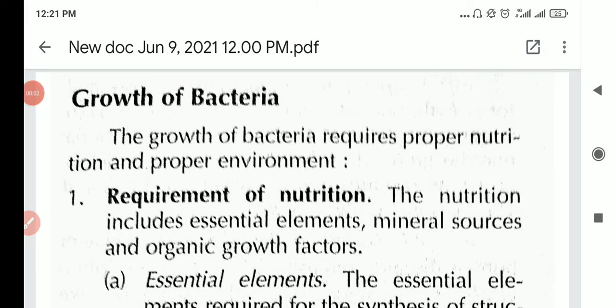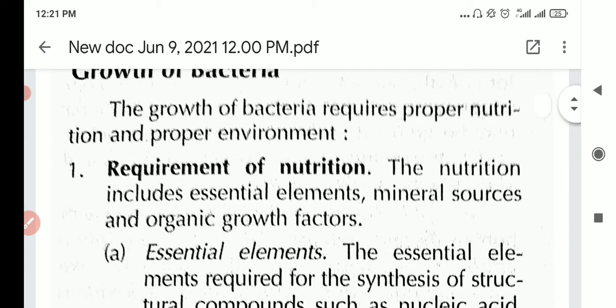So last week we did the nutrition of microbes, no? So today we'll do the growth of microbes, or the growth of bacteria. Okay, so to grow they require proper nutrition. How they obtain their mode of nutrition, we saw, no? Some are chemosynthetic, some are photosynthetic, right? Okay, so they need nutrition, okay?